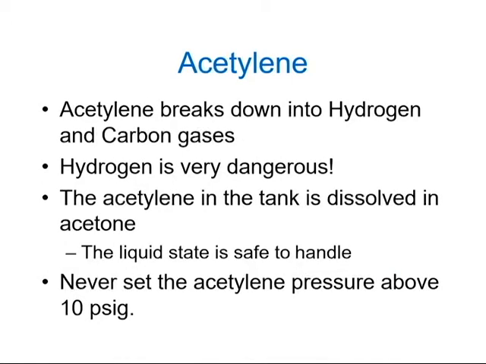Acetylene is made from hydrogen gases and carbon gases. As most of you know, hydrogen is very volatile. So we dissolve the acetylene into acetone in the tank so that it's much safer to handle as well as safe for transportation. Never set the acetylene pressure over 10 psig because we don't know how accurate the gauges are or what kind of condition the equipment is in.